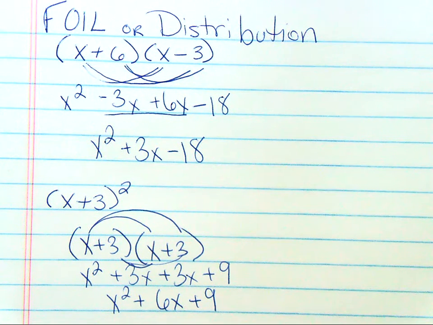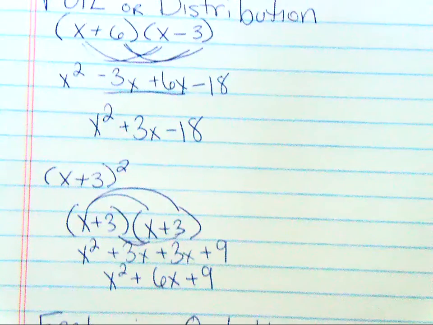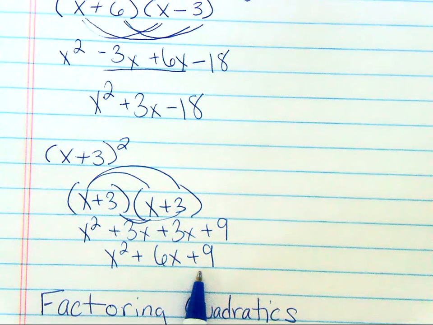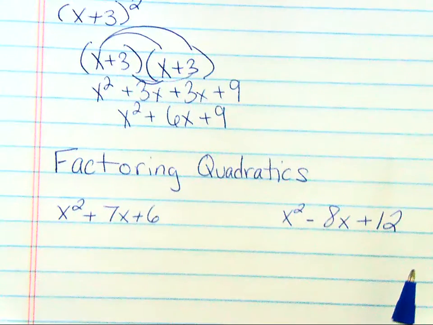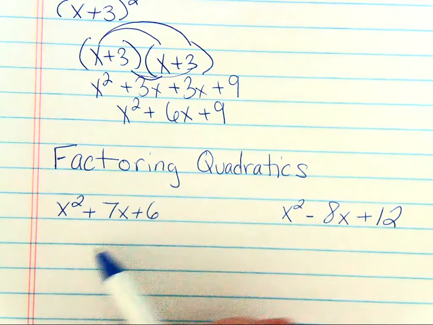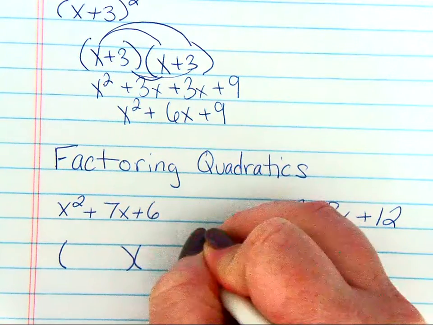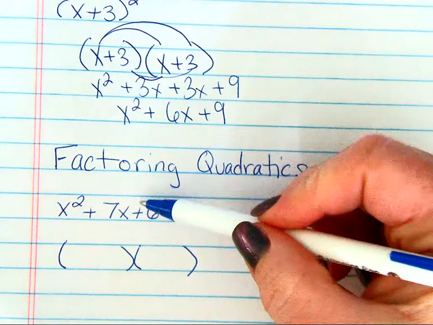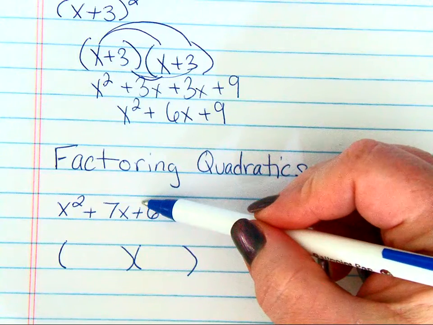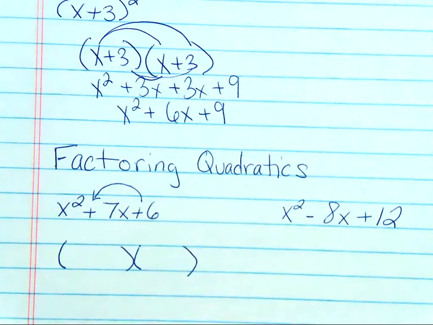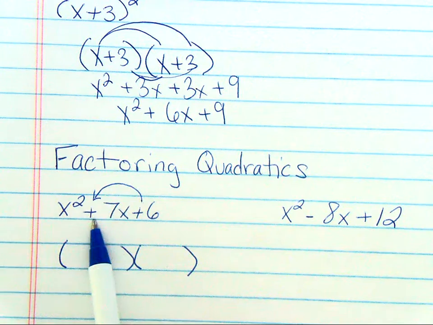The opposite of FOILing and distribution is factoring quadratics. And when we factor quadratics, we take our final answer, which is this trinomial, and we turn it into two binomials. So again, this is a review of how to do this. When I am factoring a quadratic, I'm going to turn it into two binomials. If the last term is a plus sign, that means that both of my parentheses will have whatever this term is here. So since this is a plus, my parentheses will both be addition.